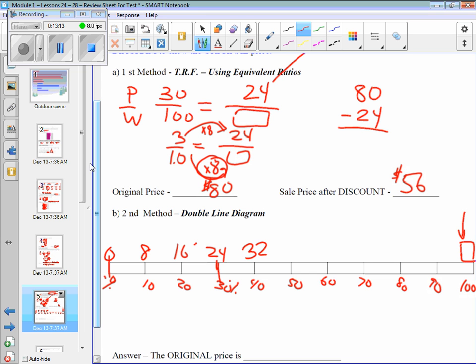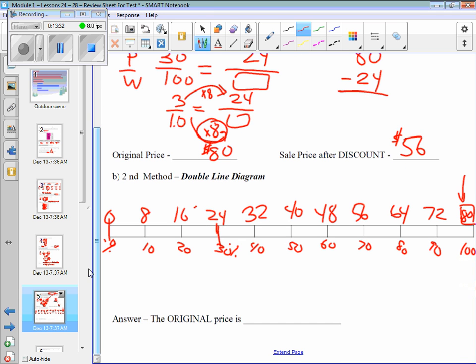Well, I would hope that you know. What do you get, Matt? 90. Oh, Matthew. What? What? It's got to be 80, buddy, because it's 80 in the TRF. It's got to be the same value. Oops, $80.